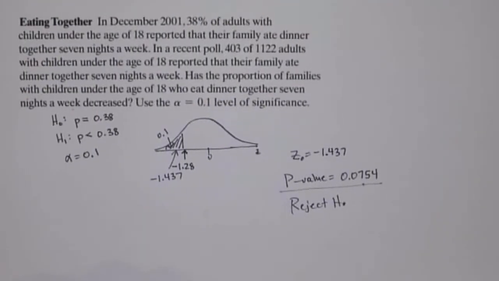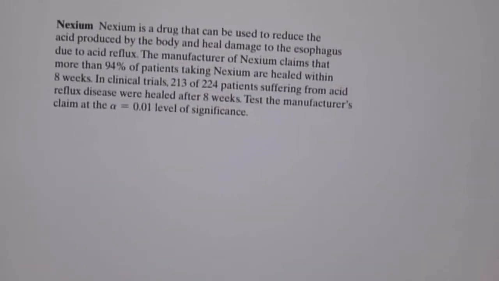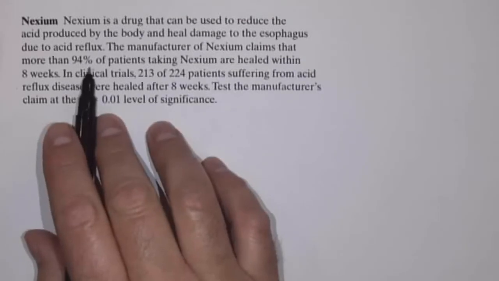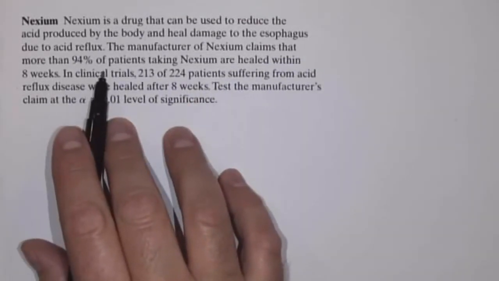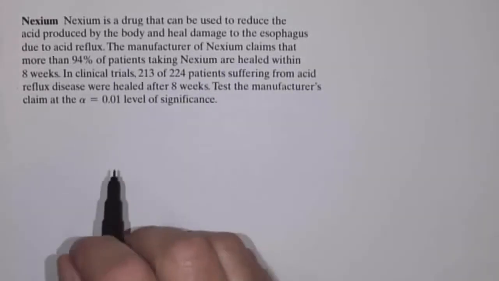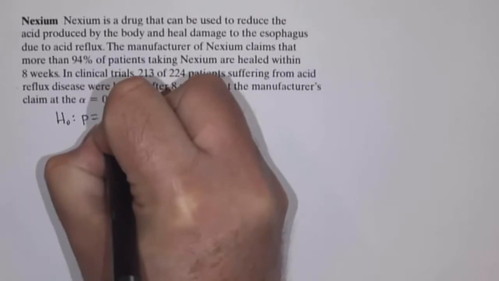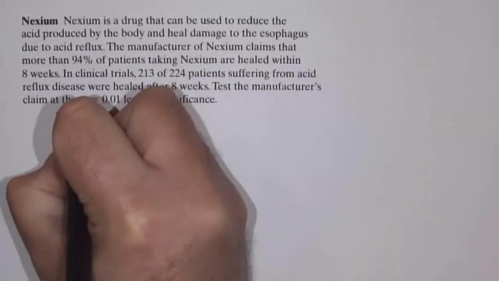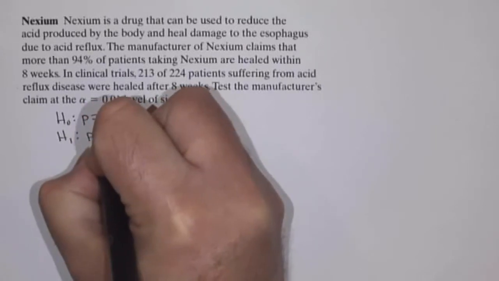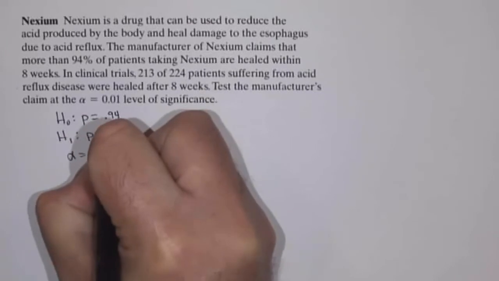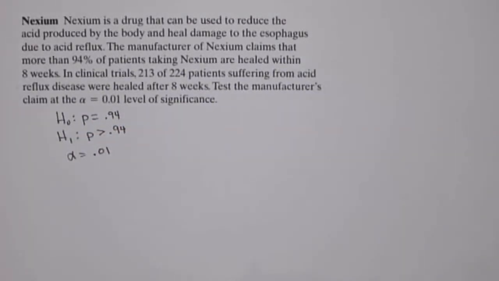Now, let's look at our second example. The second example was the Nexium example. So in this example, we were looking at 94% of patients. The manufacturer was claiming that more than 94% of patients taking Nexium are healed within 8 weeks. So our null hypothesis was that P equals 0.94, and our alternative hypothesis was that P is greater than 0.94, and this time we were using an alpha of 0.01 instead of 0.1.